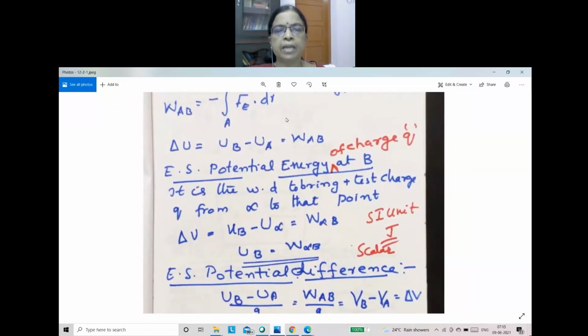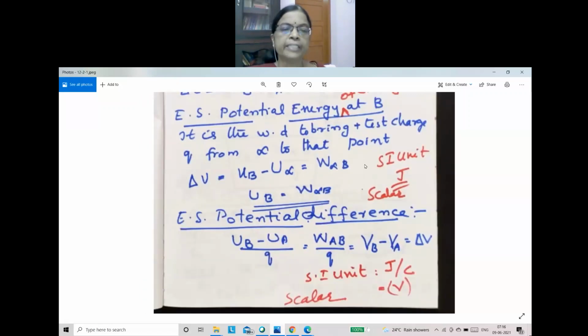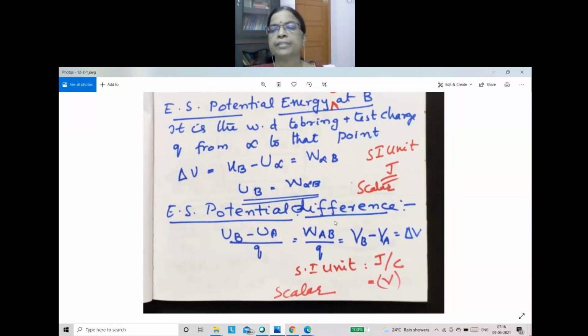We can compare. Both the gravitational field and the electrostatic field are conservative forces. Potential energy of charge Q is the work done to bring a charge Q from infinity to that point. It is a scalar quantity. Potential energy is a scalar quantity. Unit is joule. Next is electrostatic potential difference.